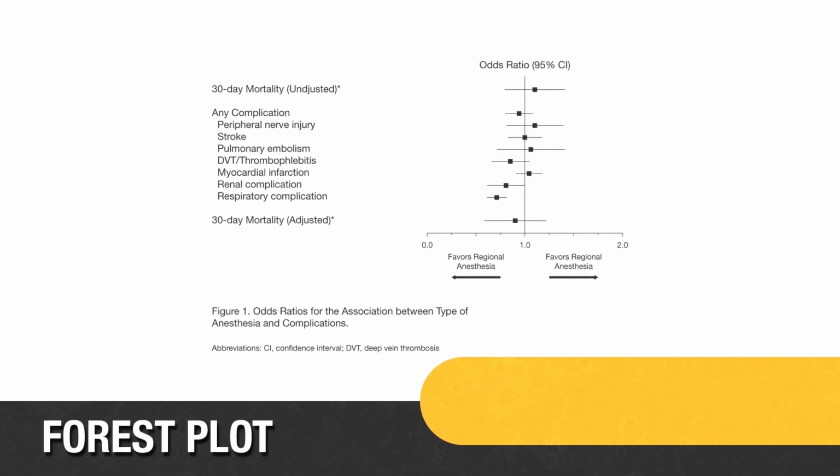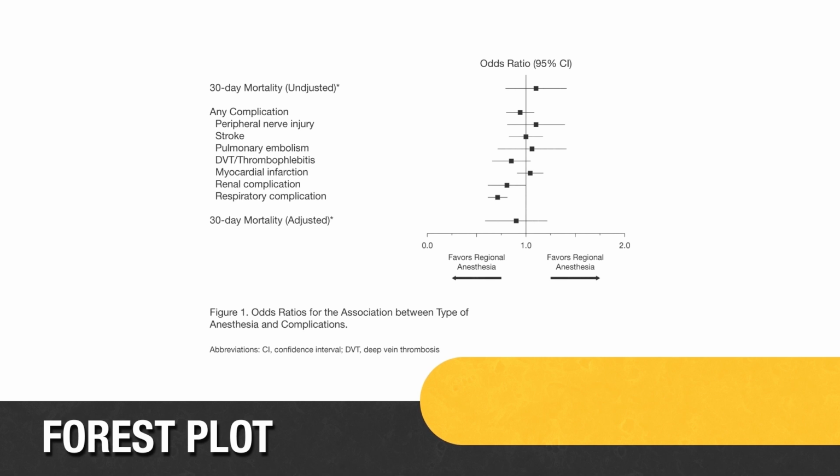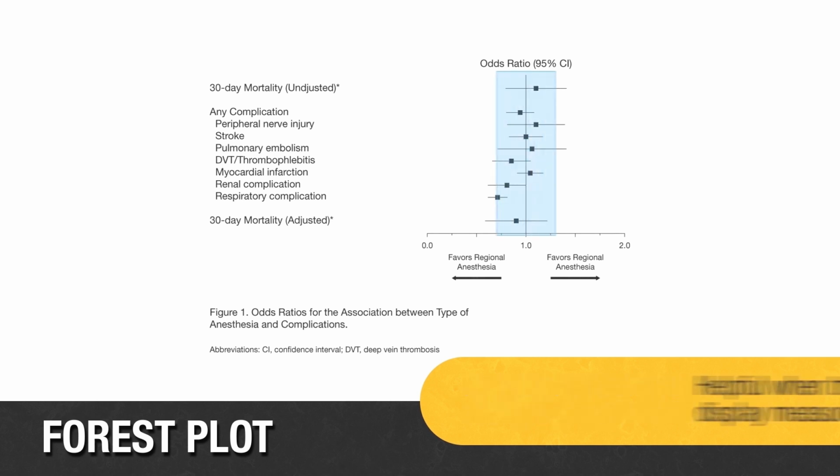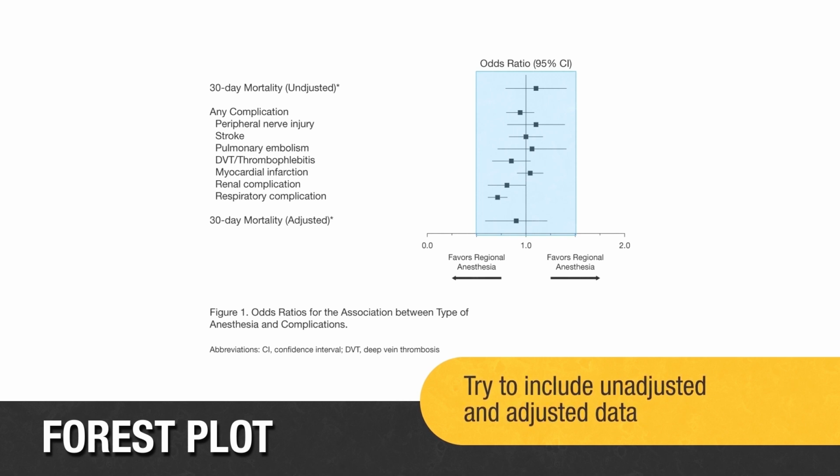RAPM strongly encourages visual display of complex data. One of our favorite approaches is to create a forest plot to display odds ratios, relative risks, or means. Such a figure is immensely helpful when trying to display measures of association. When possible, and where appropriate, try to include both crude or unadjusted and adjusted data.